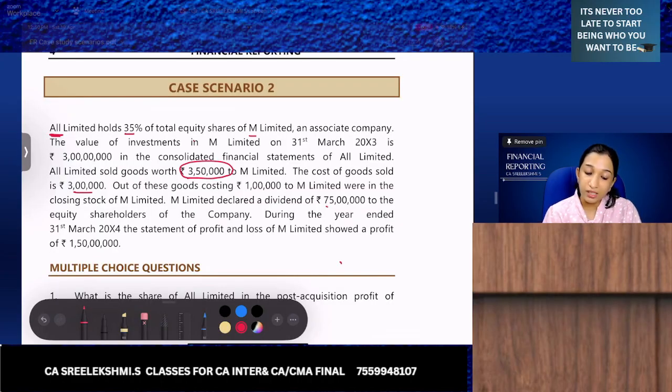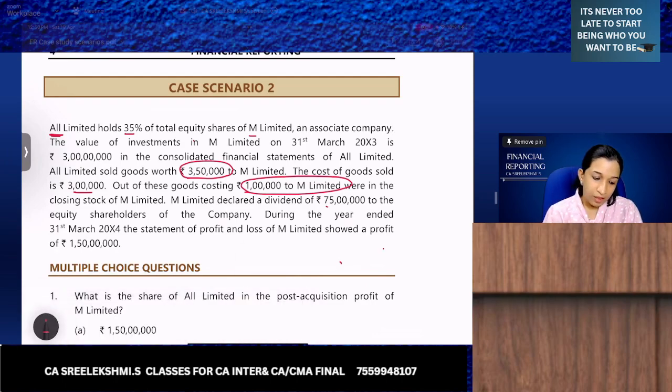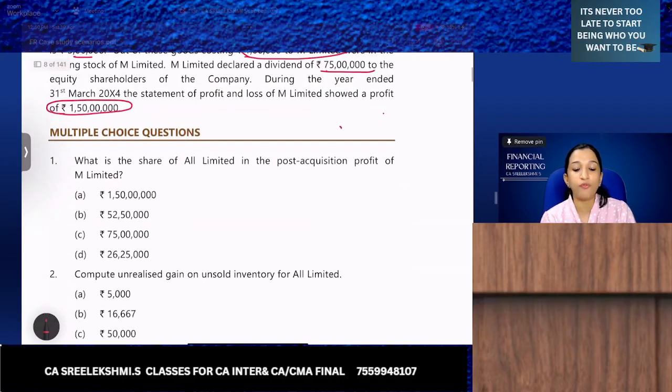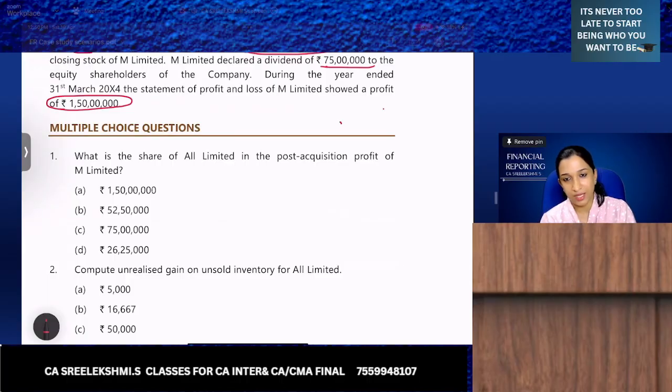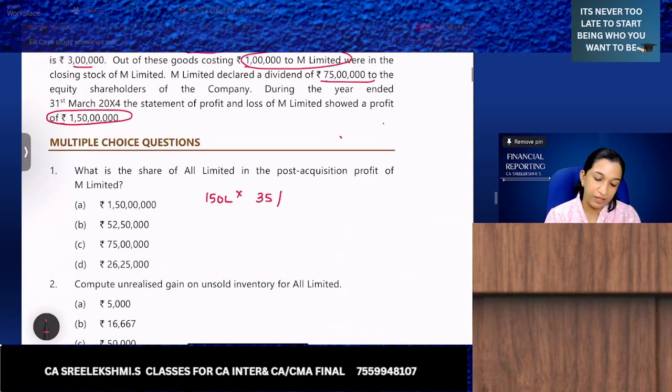Out of this, goods costing 1 lakh to M were in closing stock of M Limited. M Limited declared and paid a dividend of 75 lakhs to the equity shareholders of the company. During the year ended 31st March 24, P&L of M, the associate, showed a profit of 150 lakhs. What is the share of A Limited in the post-acquisition profit of M Limited? So it must be 150 lakhs into 35%, that is 52 lakh 50,000.